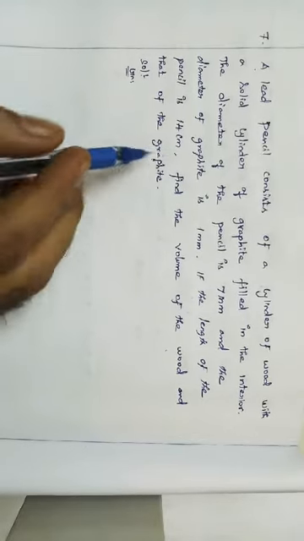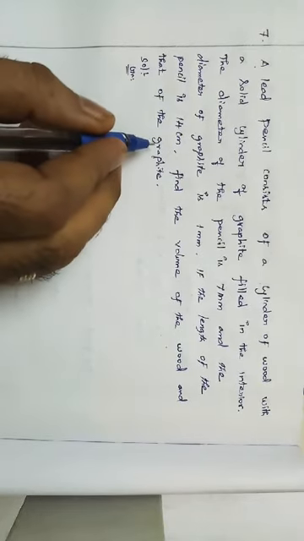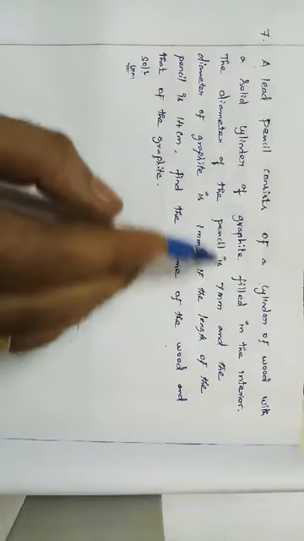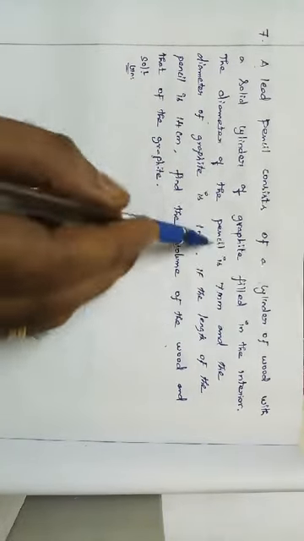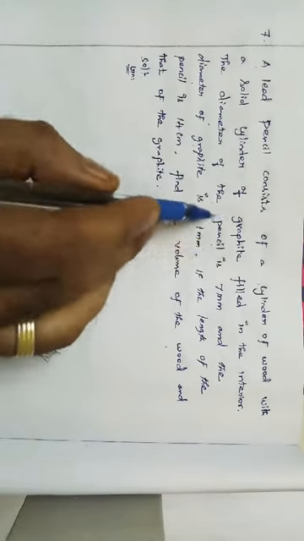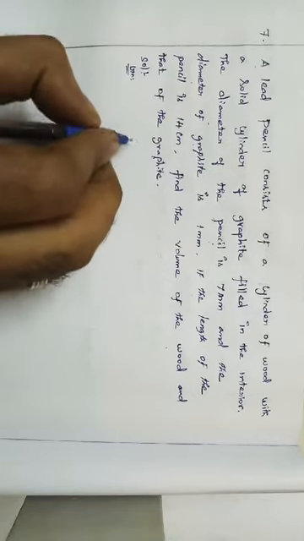So what are the things we want to find? The volume of wood and the volume of graphite. What have they given? It's a pencil, and the diameter of the pencil and the diameter of the graphite are given. What is the shape of the pencil? It's a cylinder, so the pencil is a cylindrical pencil.